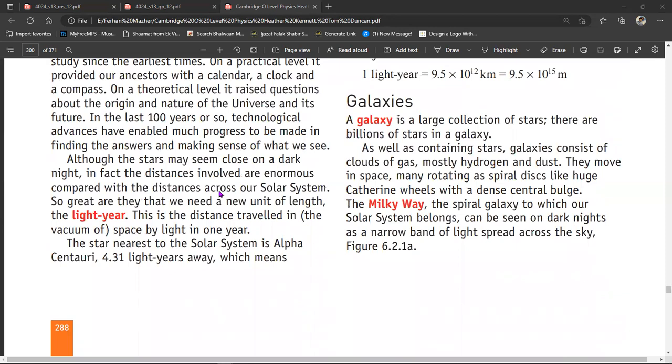Galaxies. A galaxy is a large collection of stars. There are billions of stars in a galaxy. As well as containing stars, galaxies consist of clouds of gas, mostly hydrogen, and dust. They move in space, many rotating as spiral disks like huge Catherine wheels with a dense central bulge. The Milky Way, the spiral galaxy to which our solar system belongs, can be seen on dark nights as a narrow band of light spread across the sky.